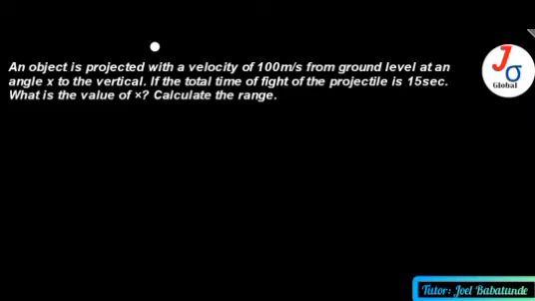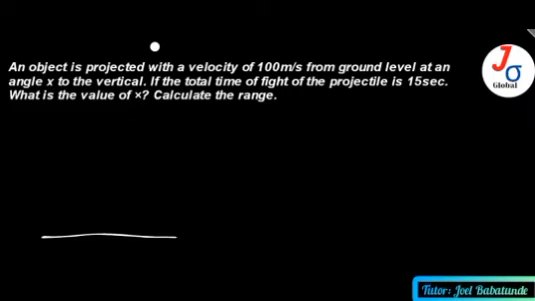Now, you see this example: an object is projected with a velocity of 10 meters per second from ground level at an angle x to the vertical. If the total time of flight of the projectile is 15 seconds, what is the value of x? Calculate the range. An object is projected from ground level, so that tells us it's a case 1. One other thing that proves it's a case 1 is the angle. Ground level, angle.